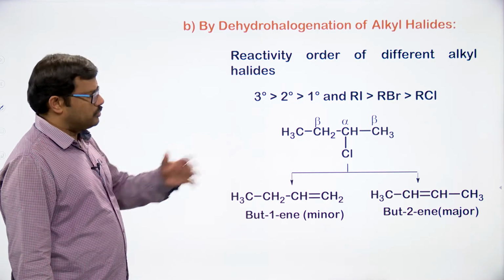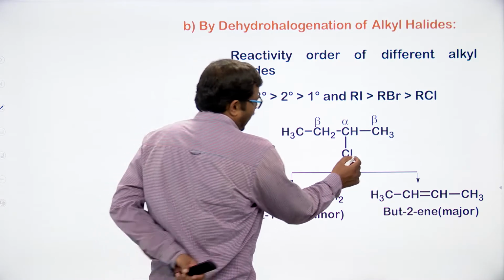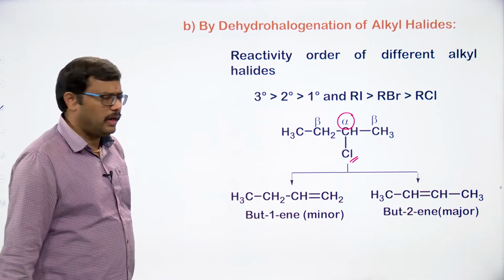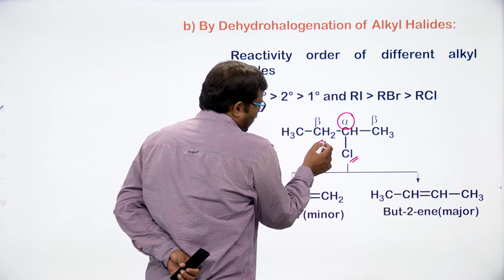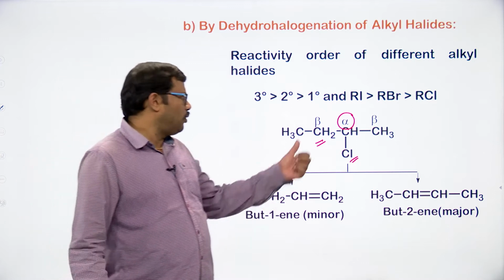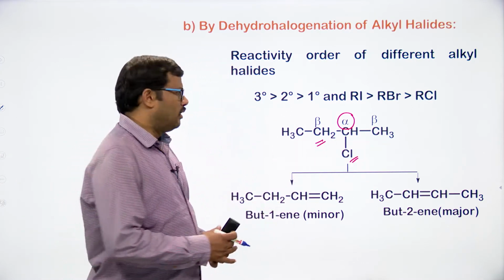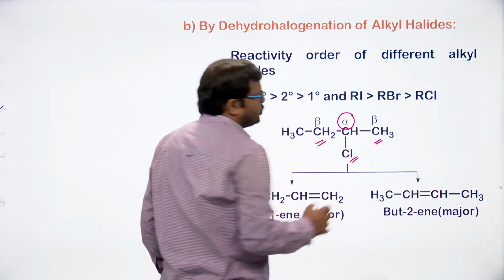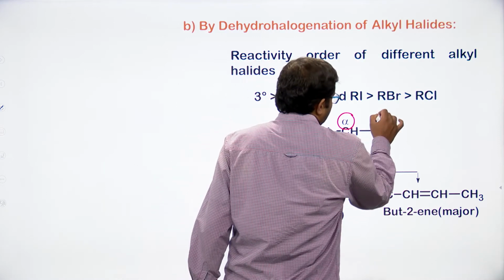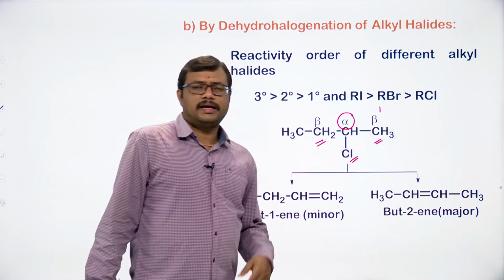Suppose 2-chlorobutane is there. As I told you, the halogen-attached carbon is labeled as alpha and the adjacent carbon is labeled as beta. But here we have carbon atoms on either side of this alpha carbon, so this side also has a carbon that is labeled beta. In order to avoid confusion, one is treated as beta and the other is taken as beta dash.